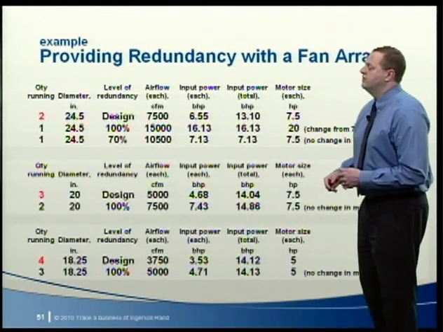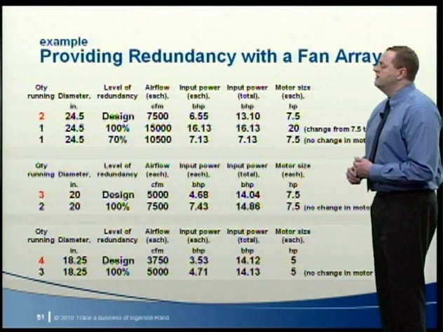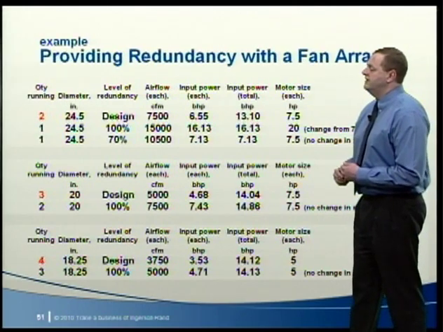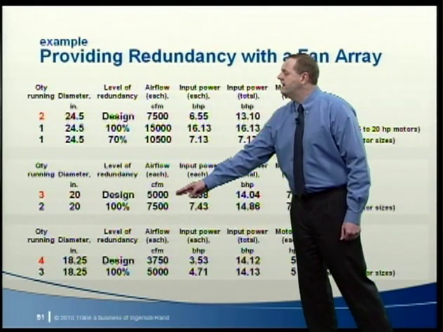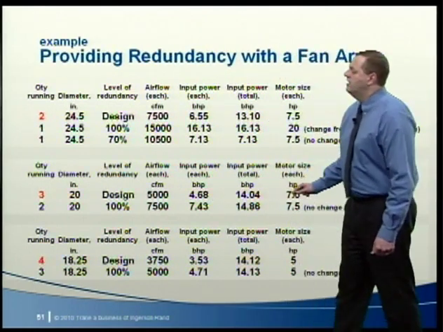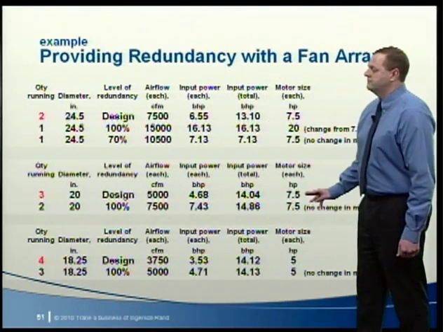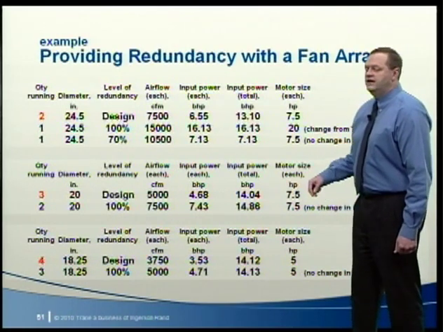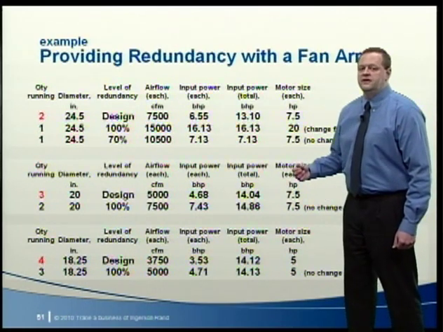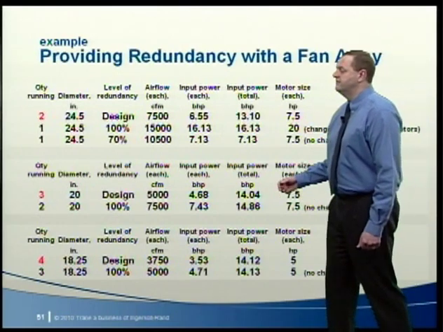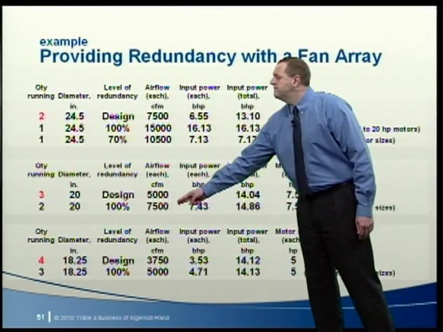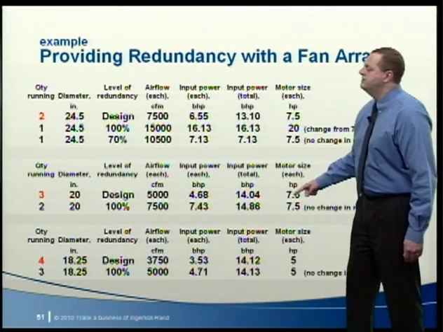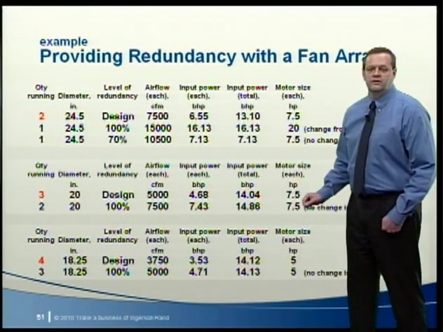Let's look at a 3 or a 4-fan array. For the 3-fan array, at design conditions with all three fans operating, each fan is selected to deliver 5,000 CFM and requires a 7.5 horsepower motor. As shown in the second row, if any one of the fans was to fail, the remaining two fans could still deliver the full 15,000 CFM. Each fan is able to deliver 7,500 CFM using the same 7.5 horsepower motor.